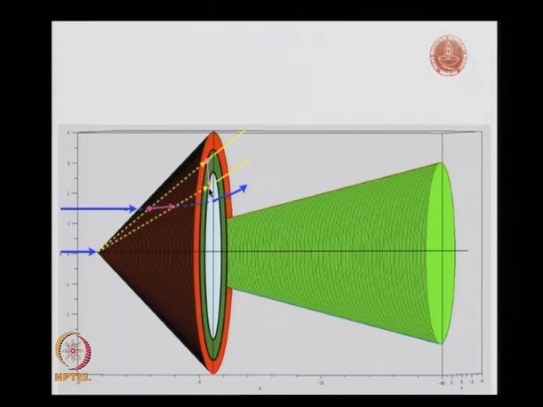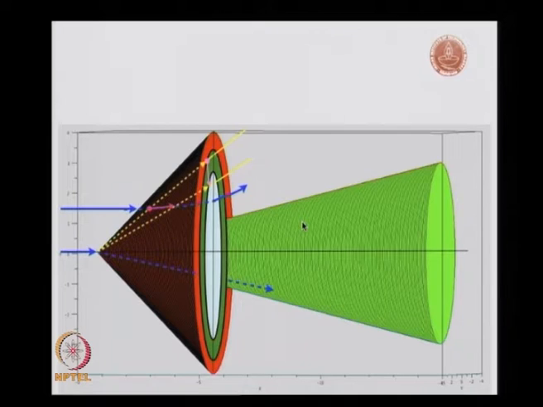So, similarly we can look at various other streamlines, and we will see how that looks. Now, what is important to see here is that we have these streamlines which encounter this shock surface, and then they deflect. Similarly, we will also have flow or streamlines which will go on the surface of the cone.